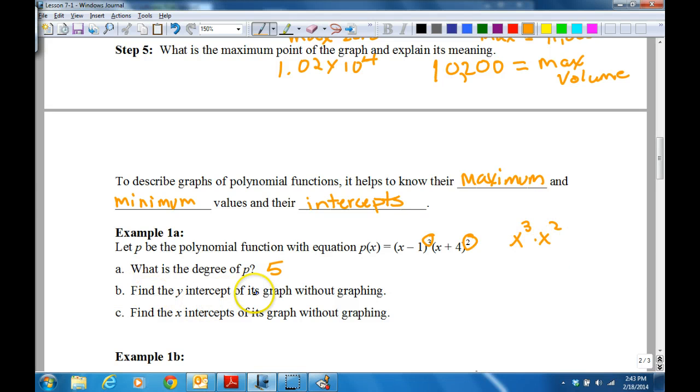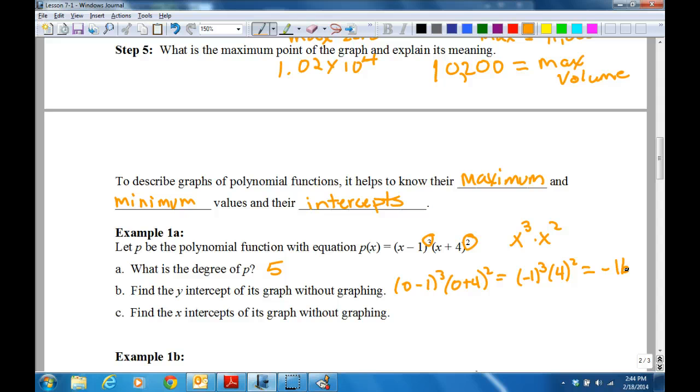Find the y-intercept of its graph without graphing it. So if you put in a 0 for x, you end up with negative 1 to the third and 4 to the second, which happens to be negative 16. That's your y-intercept.